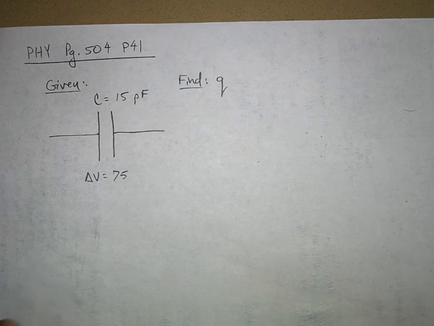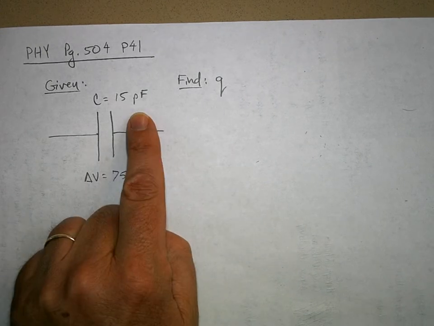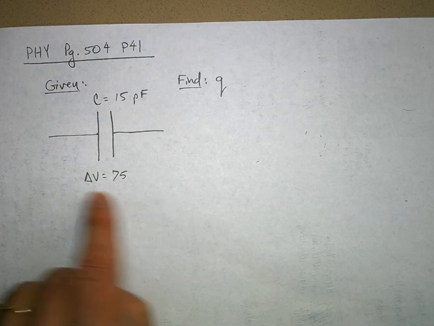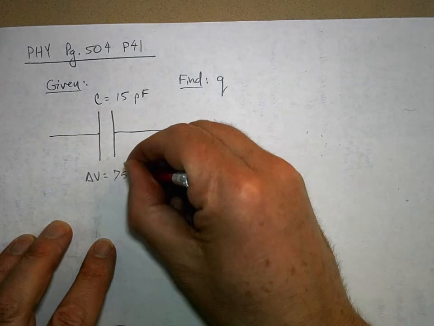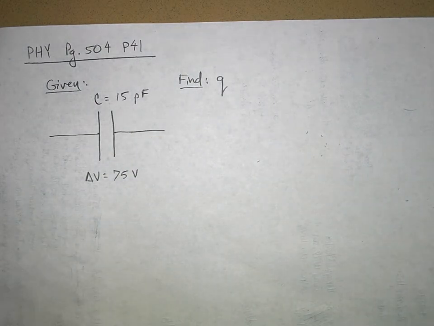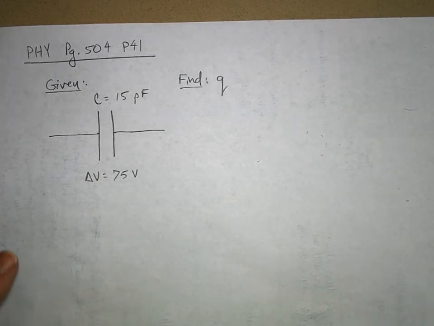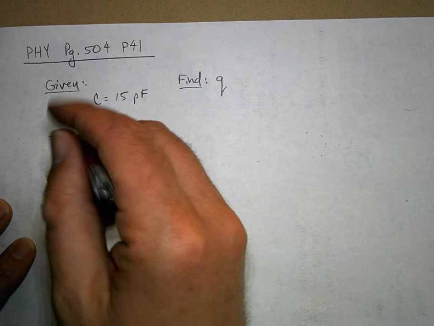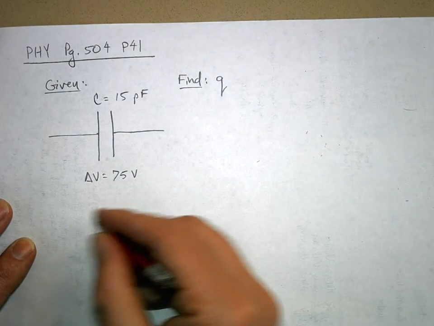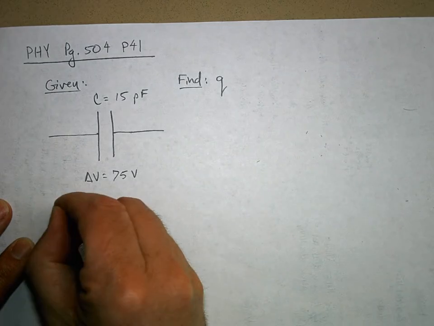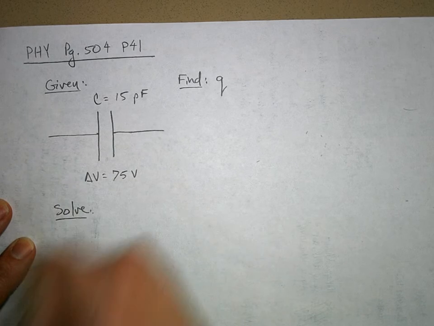All right, so anyway, this is the problem. Let me read it. What is the charge in a 15 picofarad capacitor when it is connected across a 75 volt source? Now, a source is a battery. You've got something that's pushing the electrons onto the plate, well, actually it does push electrons, but we pretend like it pushes positive charge, and we want to know how much charge there is.